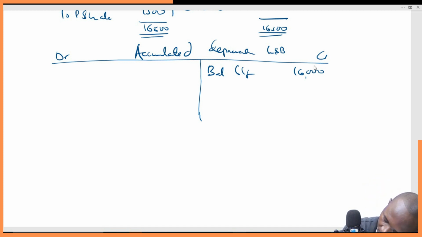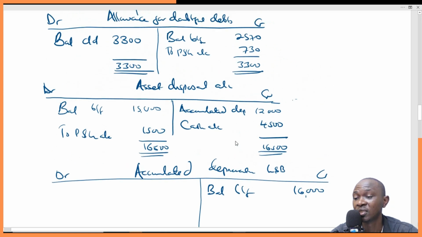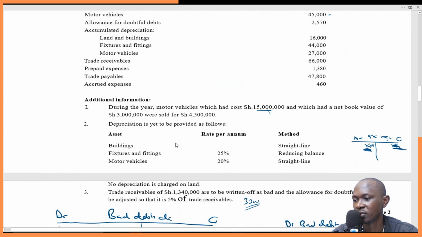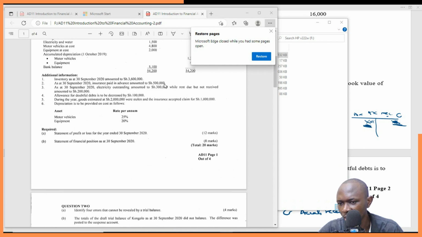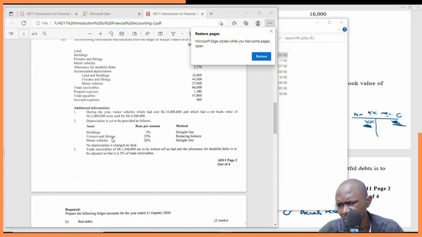Depreciation, is it a credit account or a debit account? It's a credit account because it reduces the value of the asset. So it's a credit account. So depreciation for this year. Buildings, let me just confirm the percentage because it looks like this question. So this is the original question. I just want to get this part. So buildings is 2%.